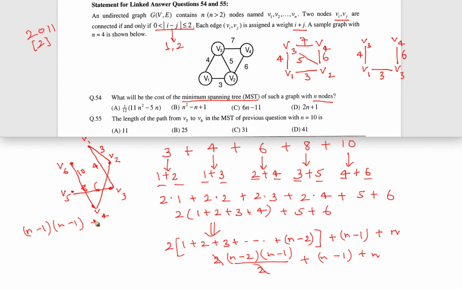Okay, and plus n. So basically it is turning out to be n minus 1 whole square plus n, which is n square plus 1 minus 2n plus n, and summing it we get n square minus n plus 1. So this is a general formula. So we see that option B is n square minus n plus 1, and this is the answer. Okay, so the answer is B.